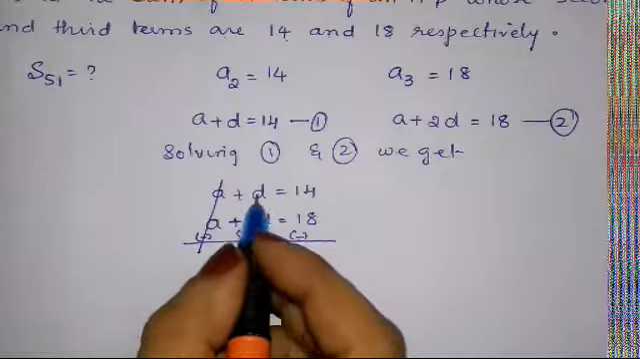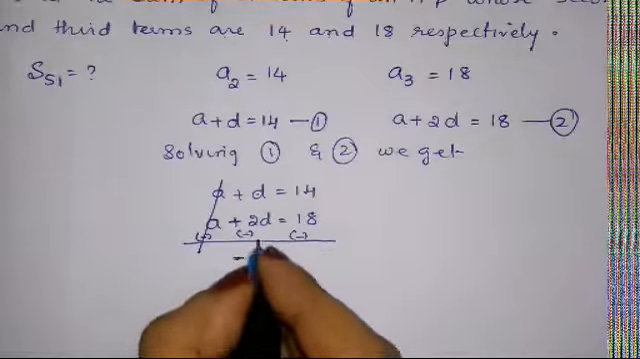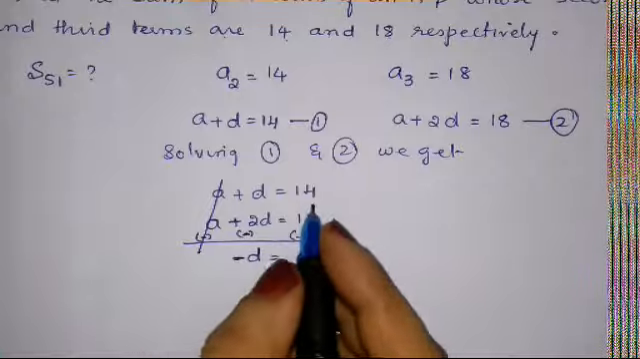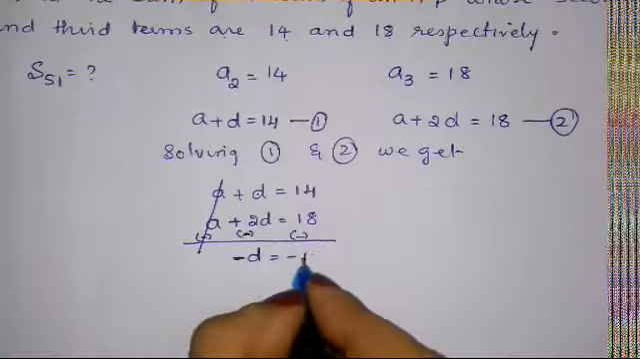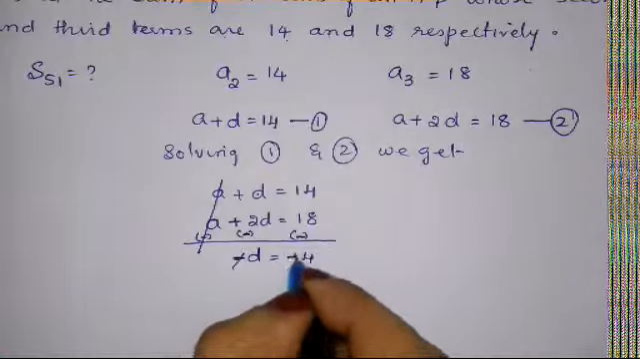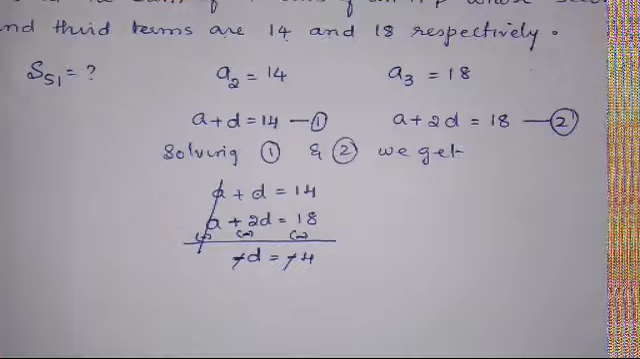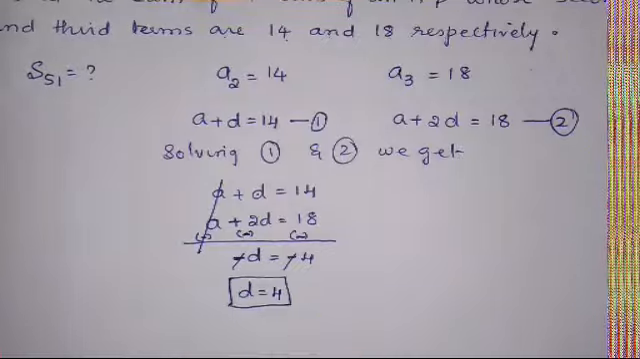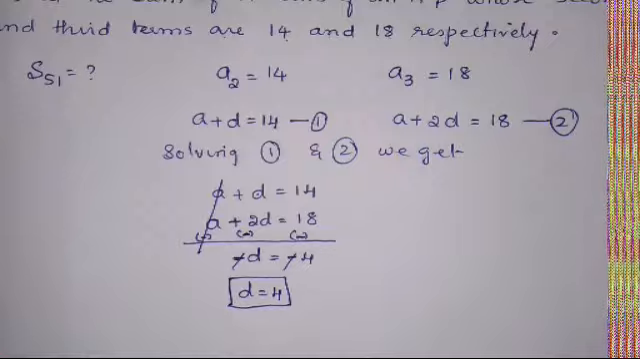Minus 2D plus D is minus D, because the bigger number has the negative sign. 18 minus 14 is 4, and the negative sign is bigger because 18 has the negative sign. So minus minus gets cancelled. D is equal to 4. So we got the D value as 4.